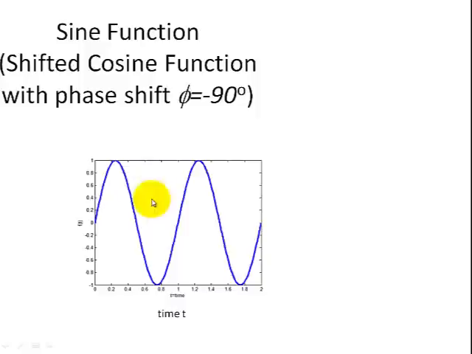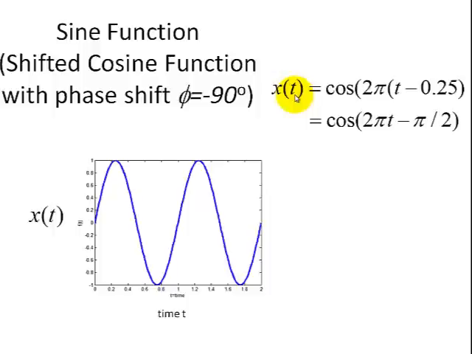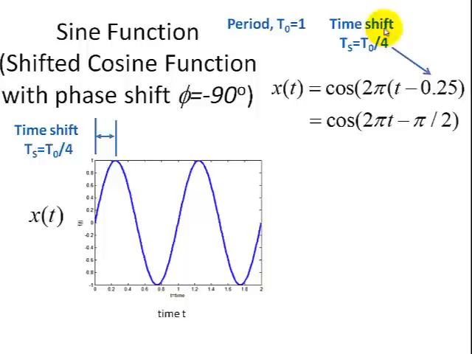But here we have the same period from this peak to this peak of 1 second. We have an amplitude of 1, where it oscillates from a value of 1 to minus 1. And we're providing a phase shift of minus 90 degrees, depending on how you define your reference function. So here's our reference function. We have x of t equals cosine 2 pi with a time shift of 0.25. In this example, our phase shift or time shift is 1/4 of the period. Again, our period is equal to 1. So our peak from the origin is moved to 1/4 of the period, which is 0.25. So that's our time shift.